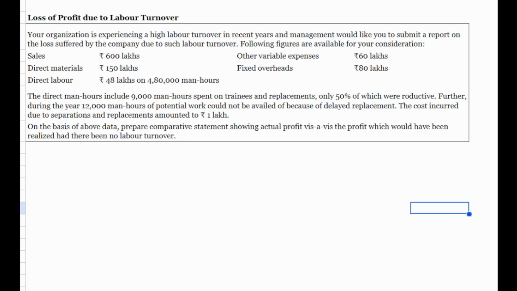Let us look at a problem on labor turnover. It's a loss of profit due to labor turnover. If there is a labor turnover, what is the impact on profit? Let's go through the problem statement.